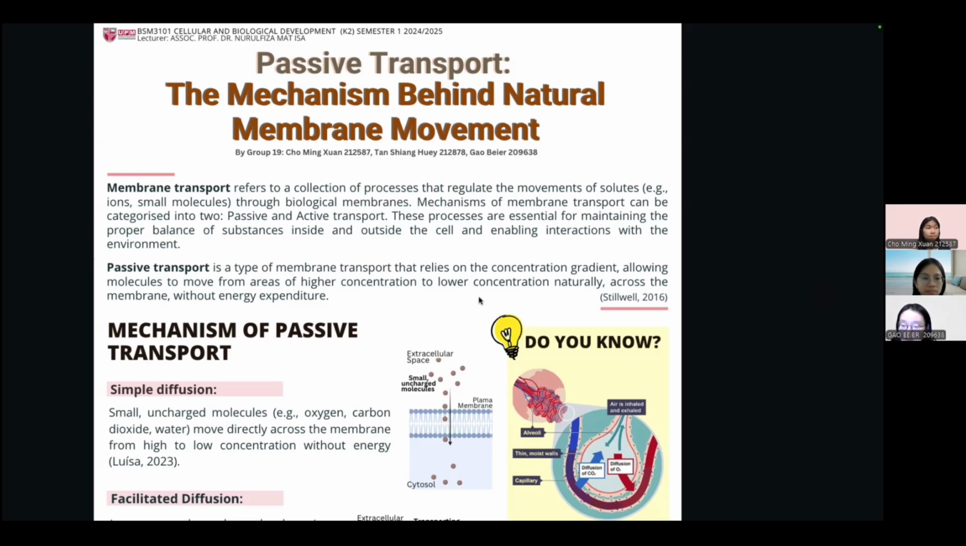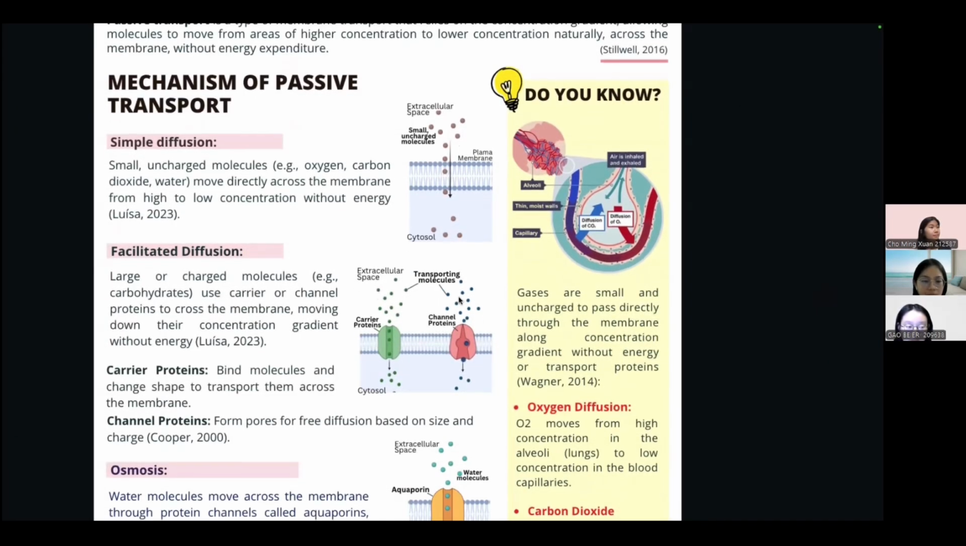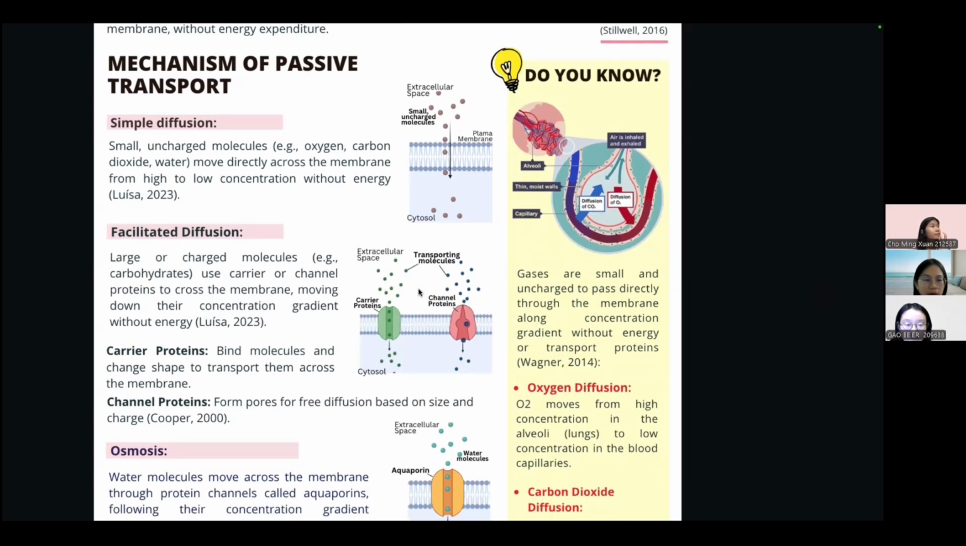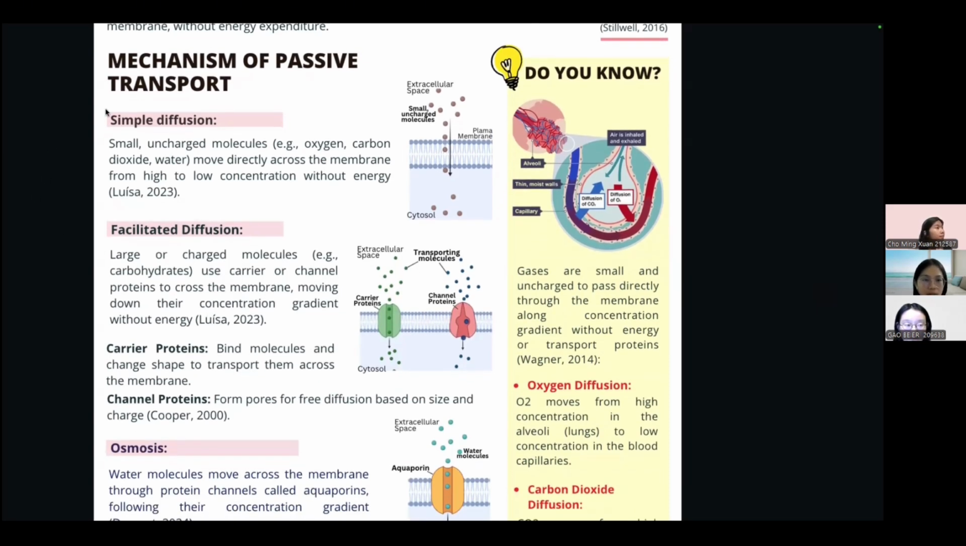Now, let's explore the key mechanisms that drive passive transport. There are mechanisms for 3 types of passive transport. In simple diffusion, small and uncharged molecules like oxygen, carbon dioxide, and water move directly across the membrane from high to low concentration without using energy. And in facilitated diffusion, large or charged molecules like carbon dioxide and amino acids use a carrier or channel proteins to cross the membrane, moving down their concentration gradient without energy.